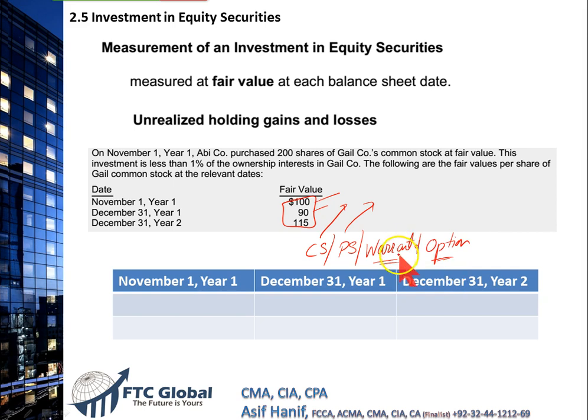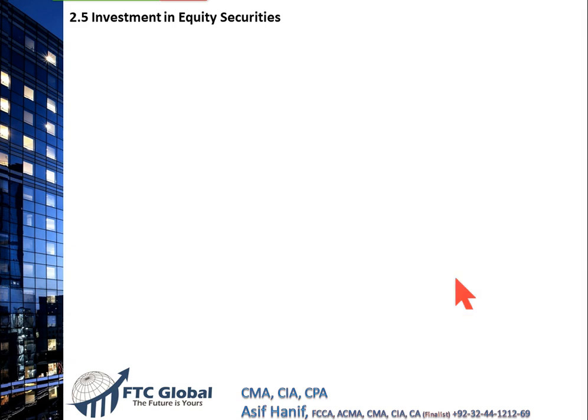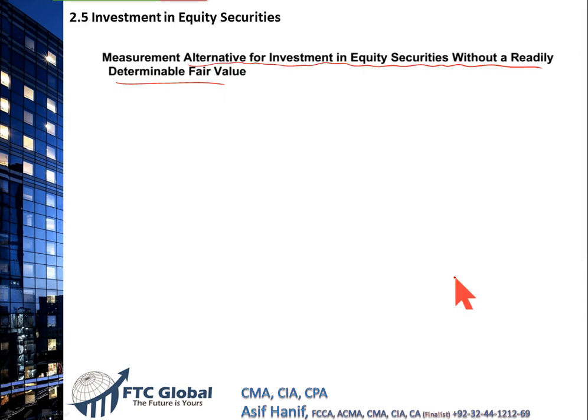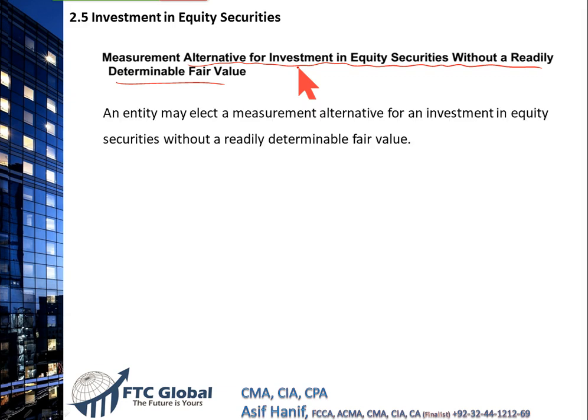What do we do? They are assets, no doubt. We have purchased them. So what do we do? How do we value them? So valuing such equity investments that do not have any readily determinable fair value, that's the next agenda. So measuring alternative for investments, that is options, warrants, or sometimes preferred stock, without any readily determinable fair value. What would we do with them?